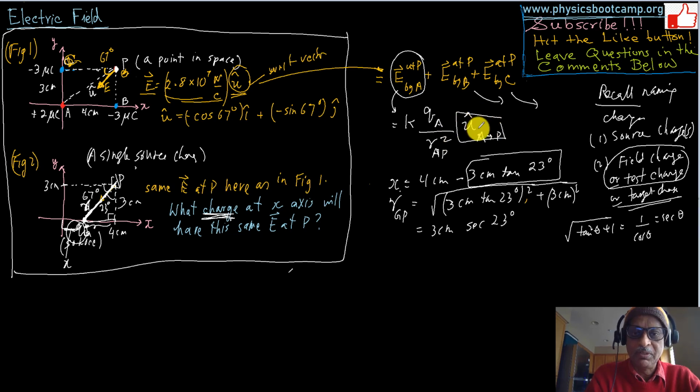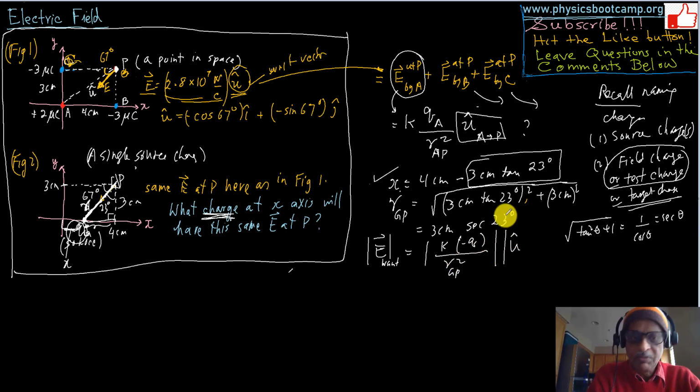We need to have unit. Do we need a unit vector? Actually, to answer this question, we really don't need the unit vector. We want E equals to the k of minus q absolute value over r_GP square, and the unit vector that we want in this direction is just going to be 1. So we really don't need to solve this problem, as this one is given over here.